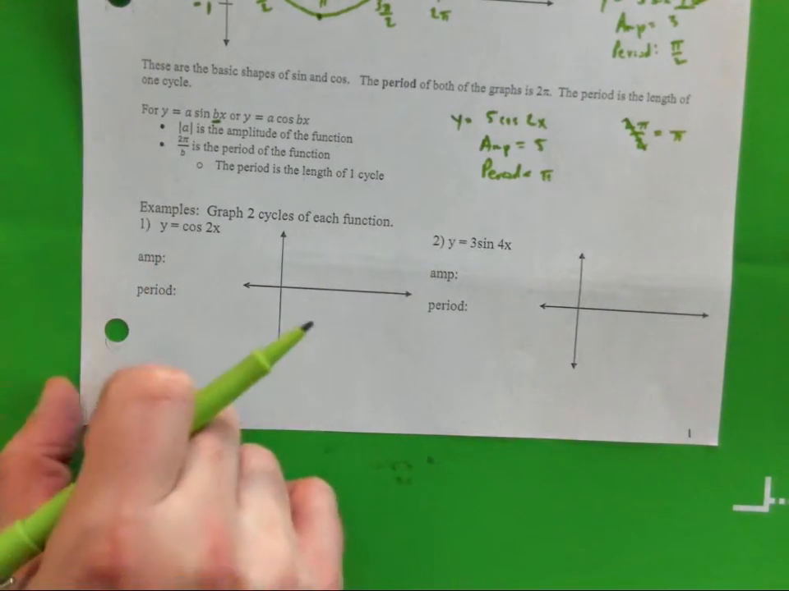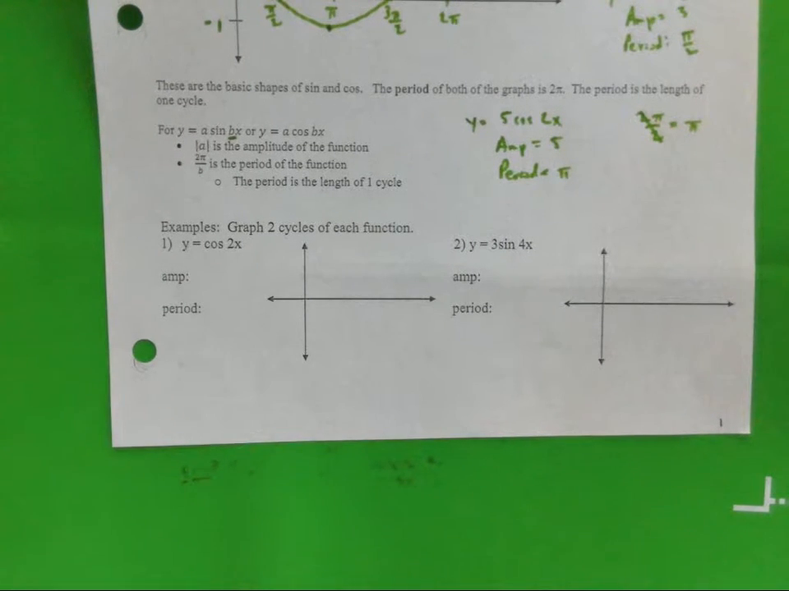Now, we're going to start number 1. We want to graph 2 cycles of each function. Okay, number 1. First of all, I'm not asking for amplitude. I'm asking you to identify your A and B values. What is my A in this one, class? 1. What is in front of cosine? 1. What is the absolute value of 1? So I will put 1 next to amp. Do you see that?